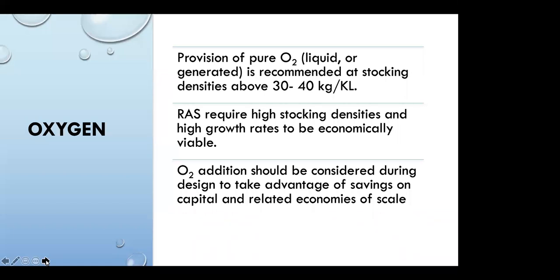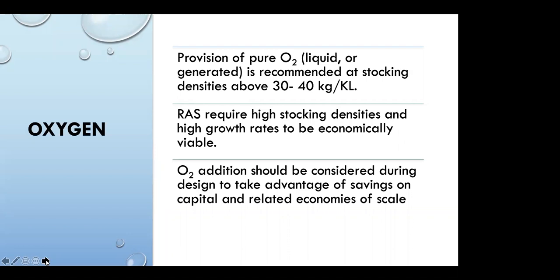Then we're going to move into oxygen. Provision for pure oxygen, liquid or generated oxygen, is recommended for higher stocking density for sure. Anything above 30 to 40 kilograms per liter, I would recommend it. You can go higher, but that tends to be the industry recommendation. I've seen as high as 50 before they go to pure oxygen.